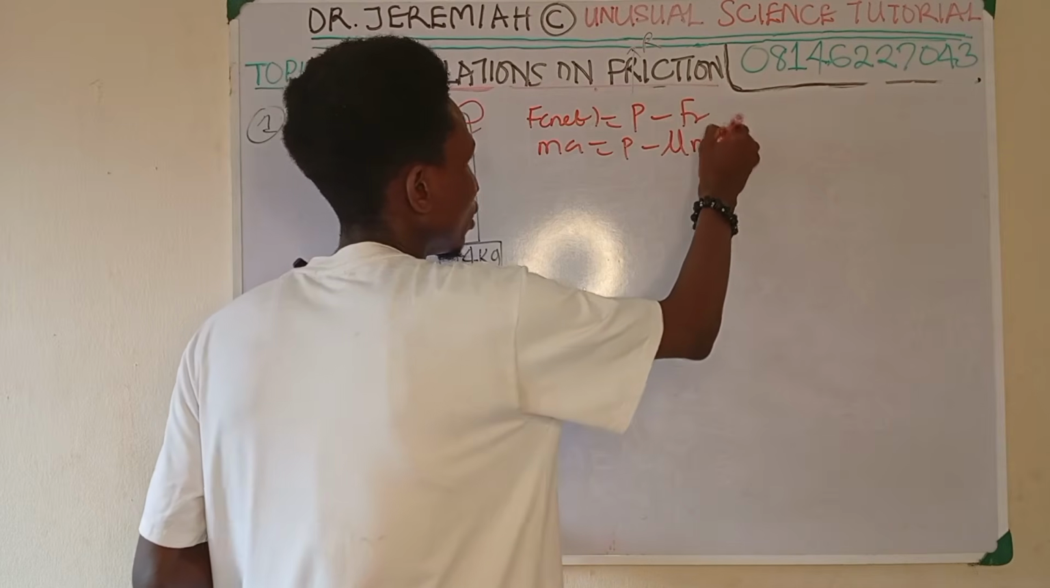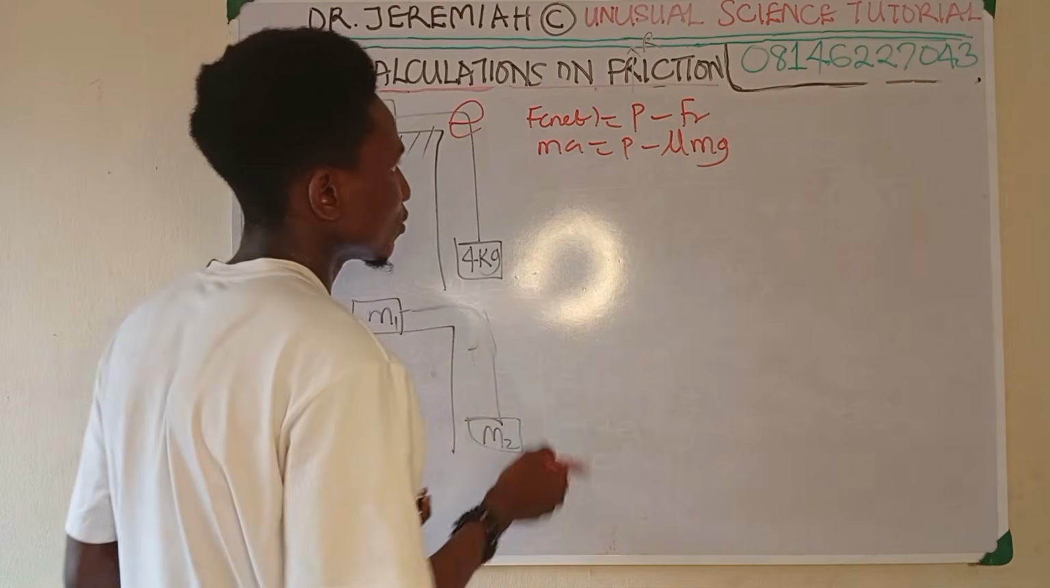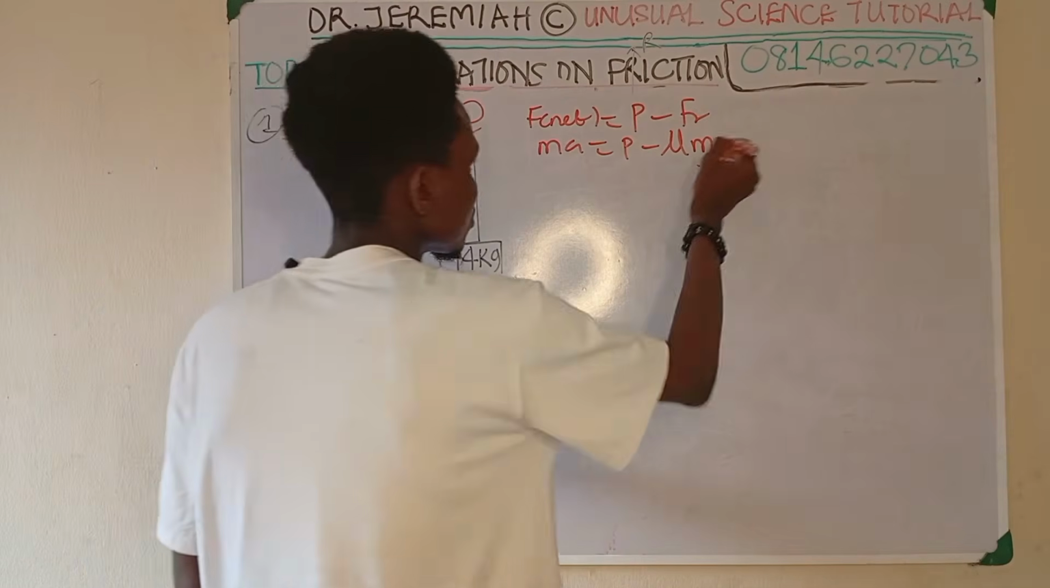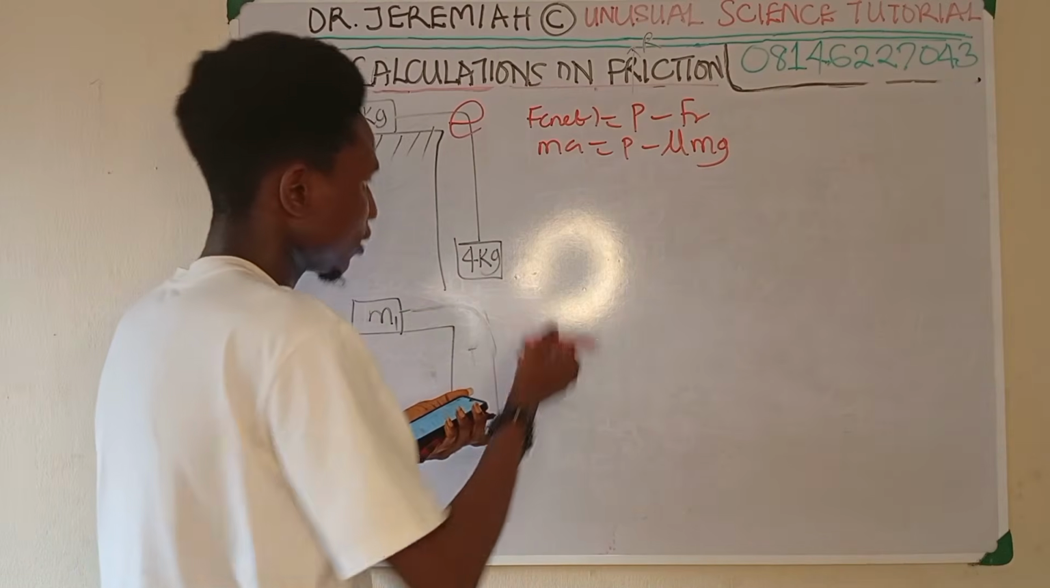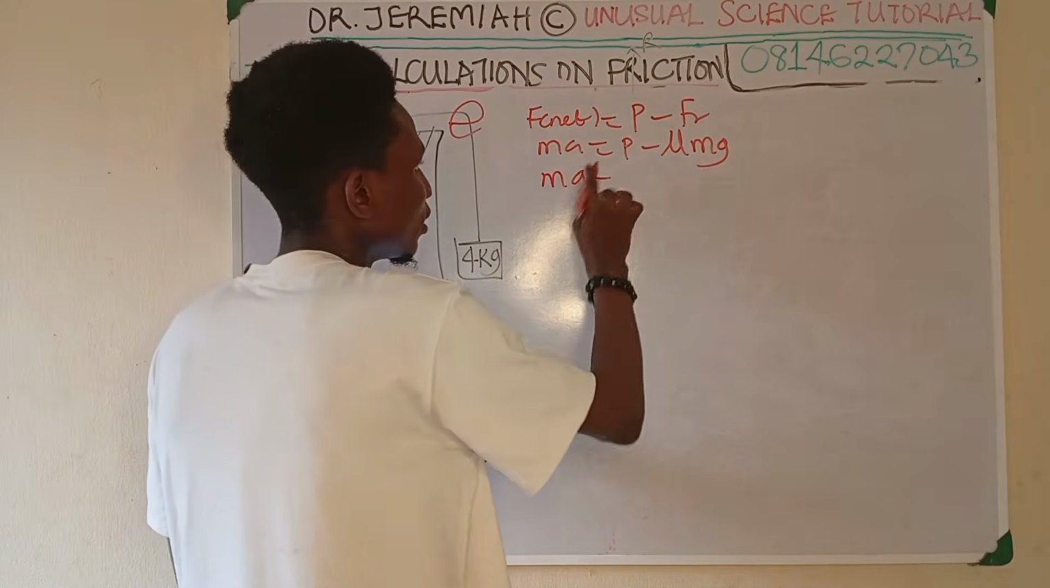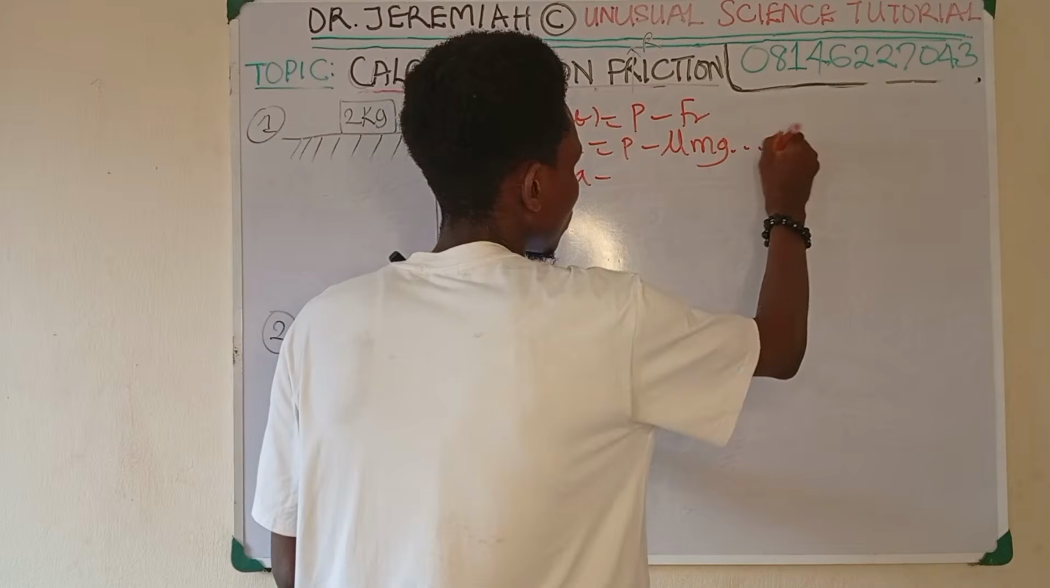Frictional force. That frictional force equals μR, which is μmg. So then we can now say this is okay. Do we know the value of k? They will not give you any value there, so you can leave it like that. ma, let's just call it equation 1.